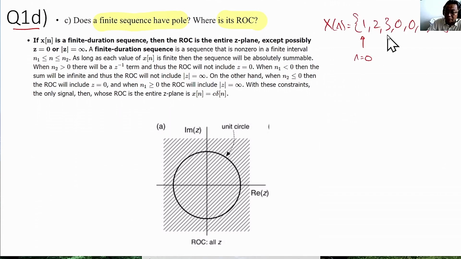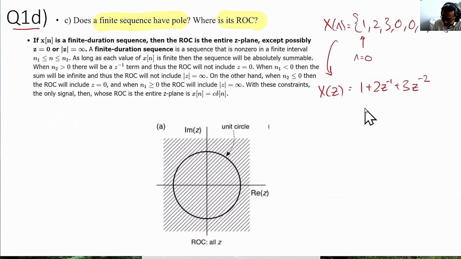The sequence only has 3 values, 1, 2 and 3, with the rest of the values 0. The z transform of this is 1 plus 2z^-1 plus 3z^-2. That's all. Now, where are the poles and zeros?